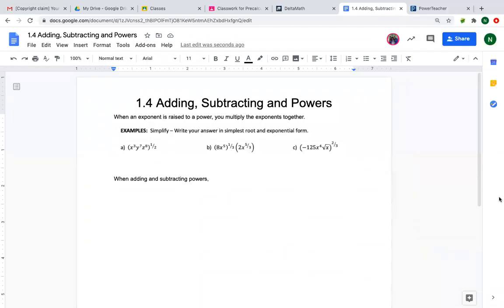Okay, so the first thing is, I did not add enough space here, I'm sorry. When an exponent is raised to a power, you're multiplying the exponents together. Just as a brief review, when we are dividing two things with an exponent, we're subtracting. When we're multiplying two things with an exponent, we're adding. But now if you raise a power to a power, then you are multiplying. So for example, we're going to multiply, what is 3 times 1/2?